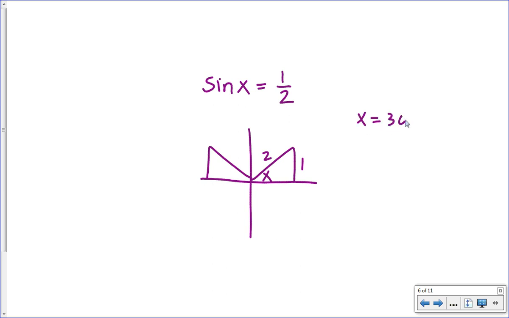Sometimes these questions will ask for answers in degrees. If it asks for it in radians, we have to remember that 30 degrees is pi over 6 radians.